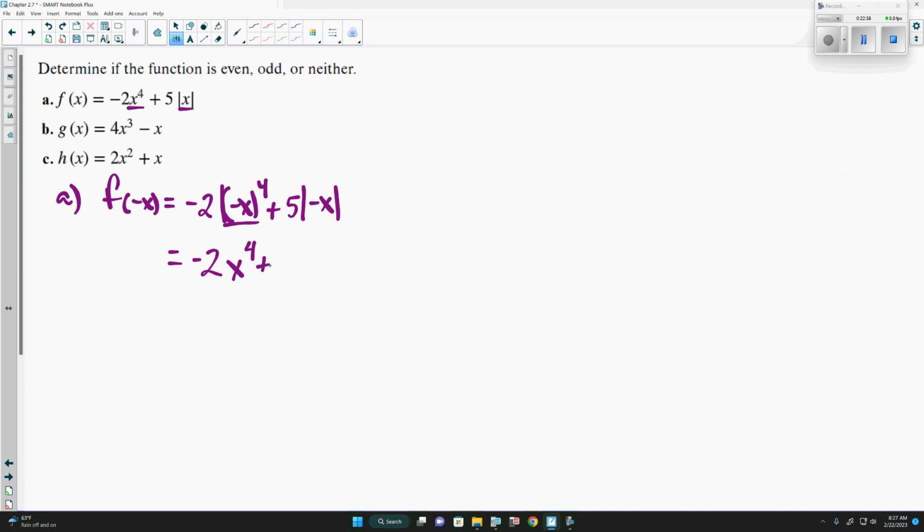Plus 5 times, well, as we see here, because it's just the absolute value of negative x, that negative is going to become positive. So it's the same as saying just the absolute value of x. Because if we had plus 1, we'd have to leave it as the absolute value of negative x plus 1. But since it's just by itself, this is the same as the absolute value of x. So are these two here the same? Oh yeah. So that tells us that this is considered an even function.